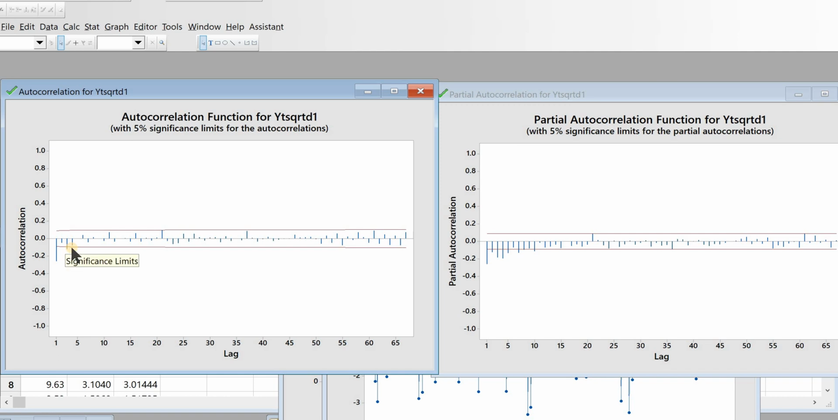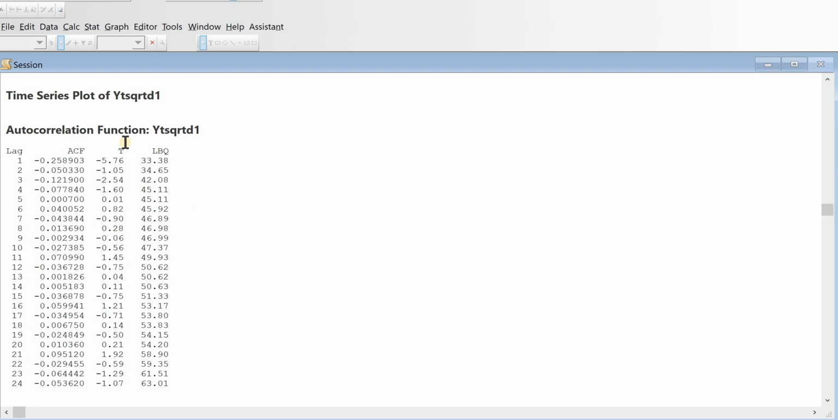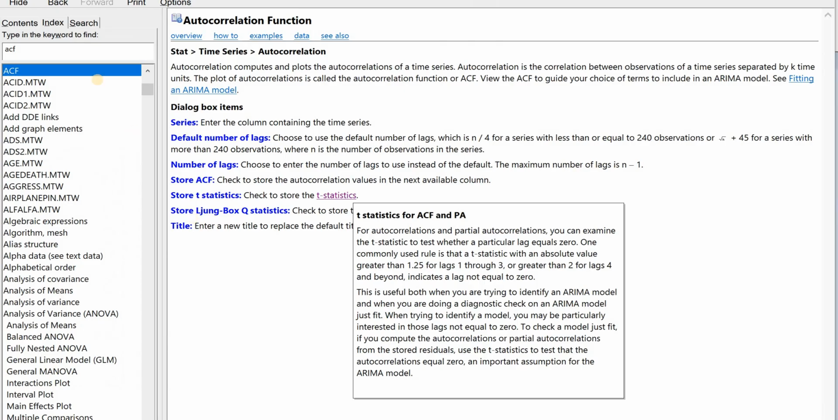Let's look at the ACF first. This is what we can interpret. From here it is not really clear, so we just guess first. Maybe from here we can interpret that the ACF is cut off at lag 3. If you are not sure whether it is significant or not, you can refer to the session window. This is the output of the ACF values where it gives the T value here, so we can know whether the lag is actually significant or not. So you can go to Minitab help and then like this.